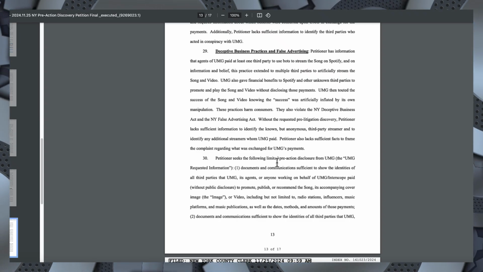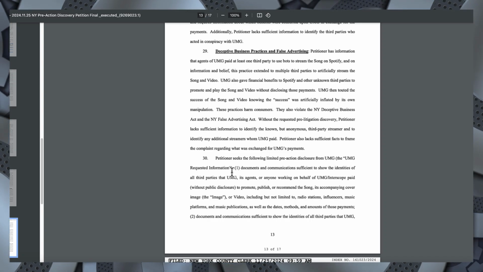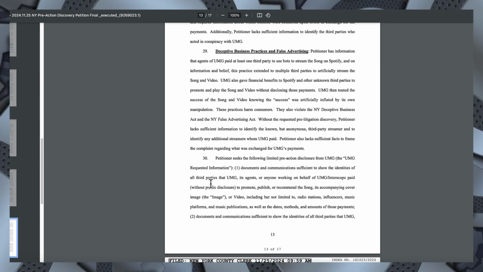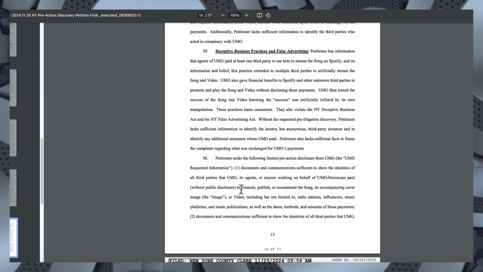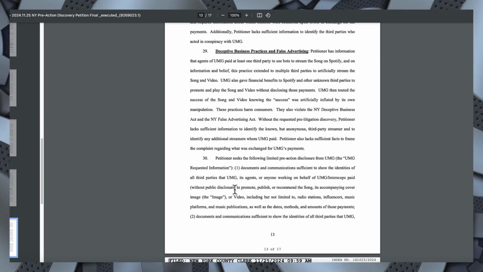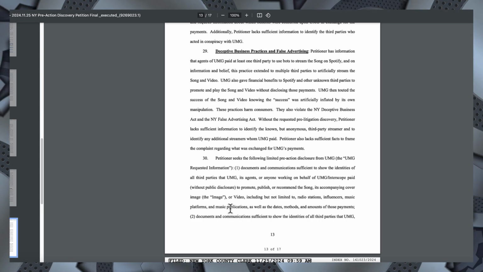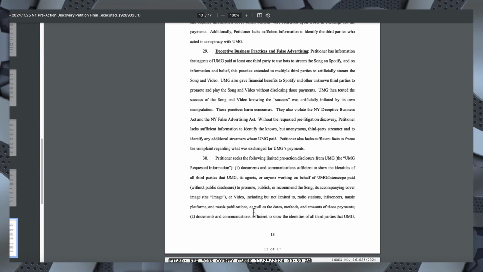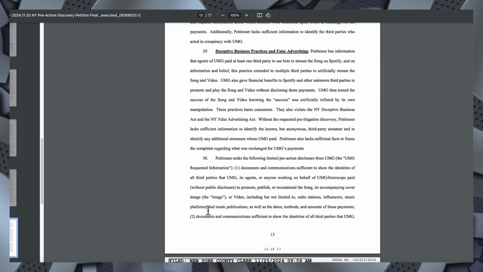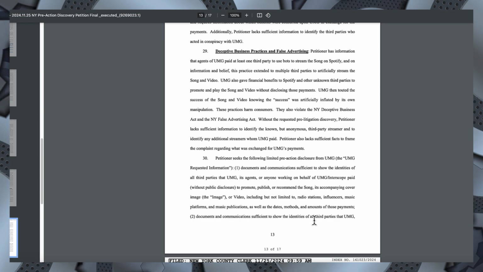Petitioner seeks the following limited pre-action disclosure from UMG. The UMG requested information: 1. Documents and communications sufficient to show the identities of all third parties that UMG, its agents, or anyone working on behalf of UMG Interscope paid without public disclosure to promote, publish, or recommend the song, its accompanying cover image, the image or video, including but not limited to radio stations, influencers, music platforms, and music publications, as well as the dates, methods, and amounts of those payments.